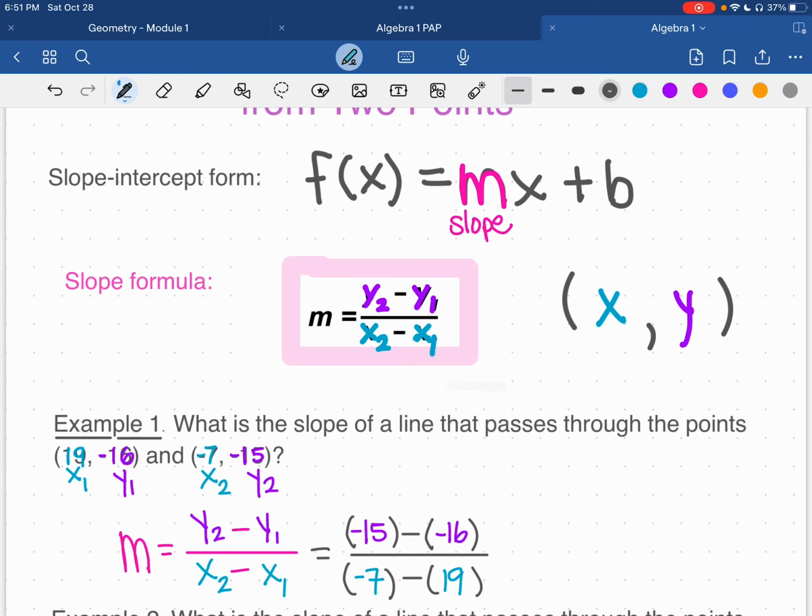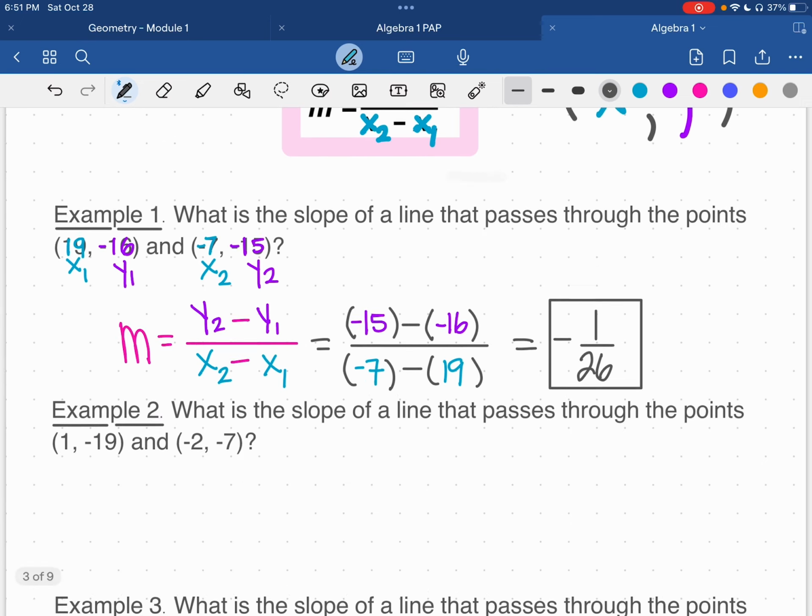Now you're going to go ahead and subtract. You can subtract using your mental math, or you can subtract using a calculator. The nice thing about the calculator is that it will reduce it for you. But you're going to end up with negative 1 over 26. This is your slope.